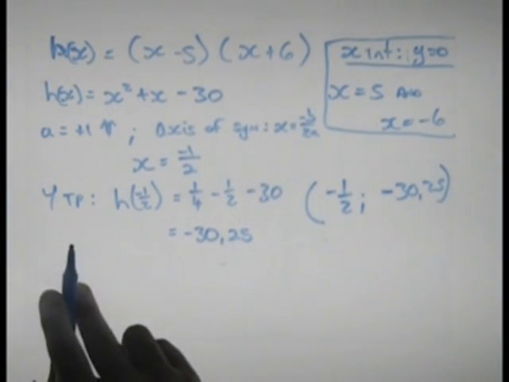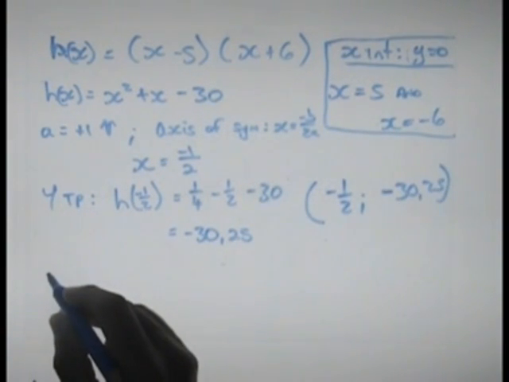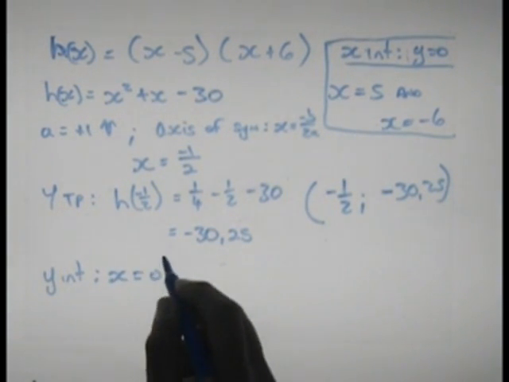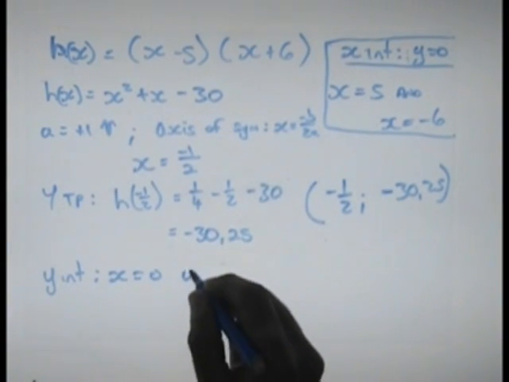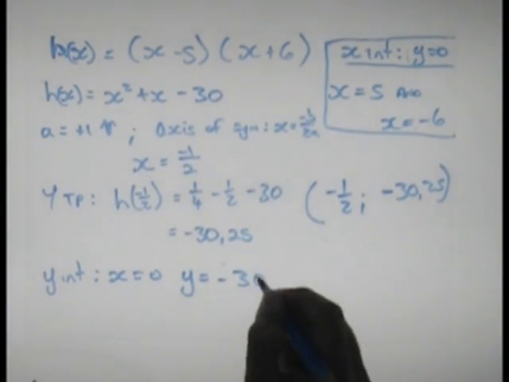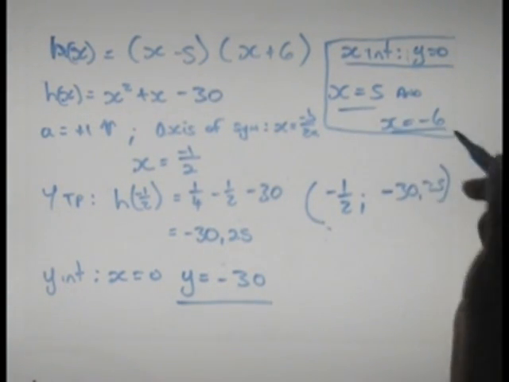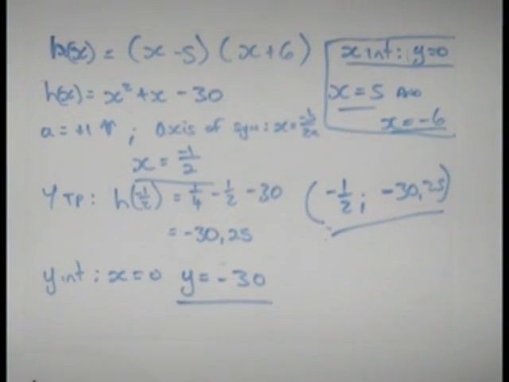Step 4, x-intercepts. I've already got it, of 5 and negative 6. Y-intercept, step 5, happens when x is equal to 0. 0 plus 0 is 0 minus 30, means that y is equal to negative 30. I've got my y-intercept, I've got my two x-intercepts, I've got my turning point and my axis of symmetry. I can now sketch my graph.